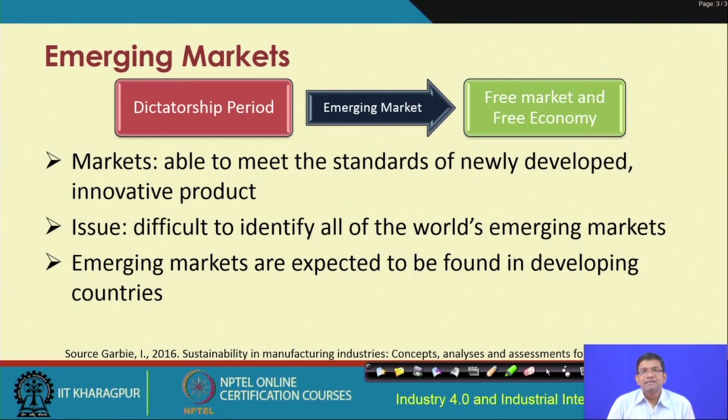Dictatorship means it is a monopoly kind of thing. The company which introduced the product basically has a monopoly, and then gradually it has to transform towards the free market and free economy, where it will be made accessible to the greater part of the world. So, the consideration of emerging markets is very important, particularly for developing countries.